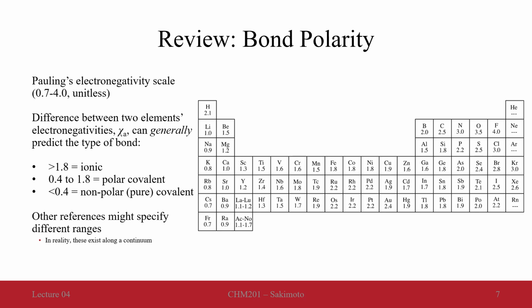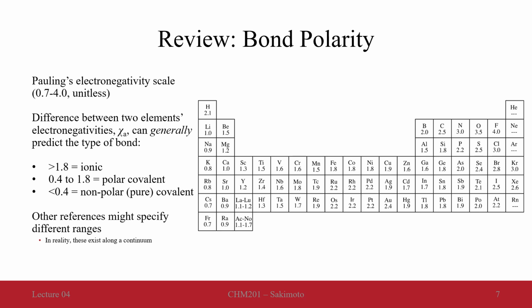In somewhat arbitrary divisions, in this class we will consider that anything that is greater than 1.8 electronegativity units in difference we'll say is so different that it's essentially an ionic bond. Anything that's less than 0.4 is close enough to being equal that we'll consider that to be a nonpolar, equally shared covalent bond. And anything in the middle is going to be this polar covalent, shared but unequally, sort of a halfway point between a nonpolar covalent and an ionic bond.